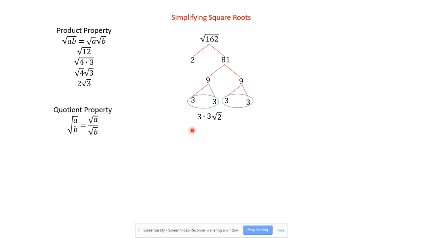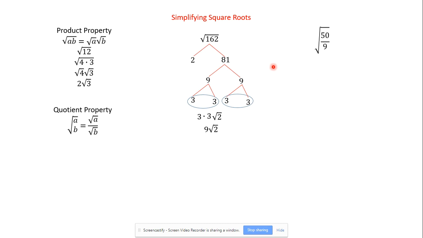And what do we do with the stuff on the outside of the root? It'll just multiply together. So 3 times 3 is 9 root 2, which is what we saw when we were up here. The square root of 81 is 9, so that'll be 9 root 2.